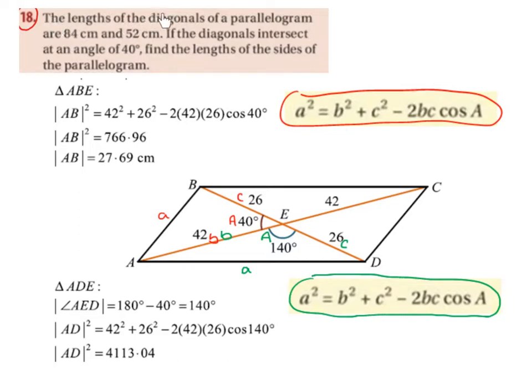The lengths of the diagonals of a parallelogram are 84 centimetres and 52 centimetres. The diagonals intersect at an angle of 40 degrees. Find the lengths of the sides of the parallelogram.